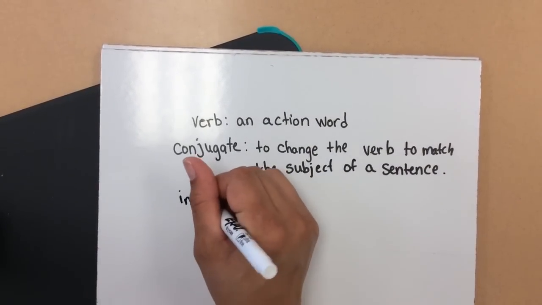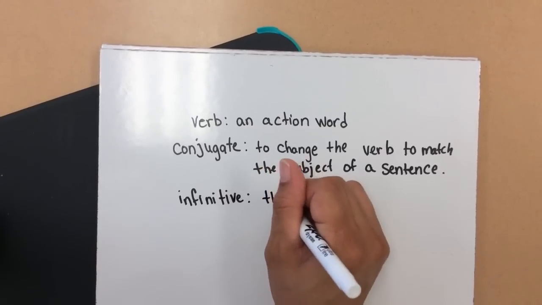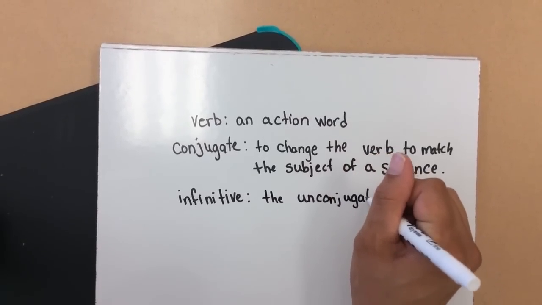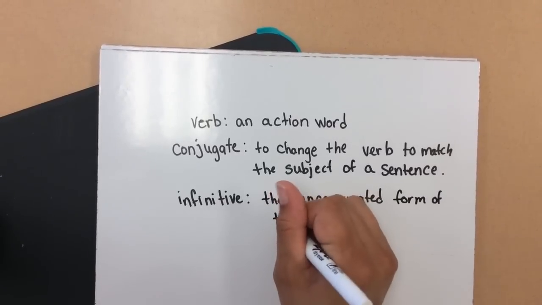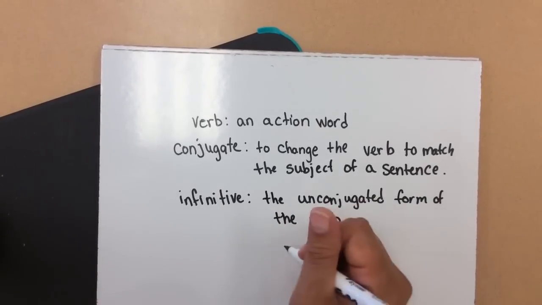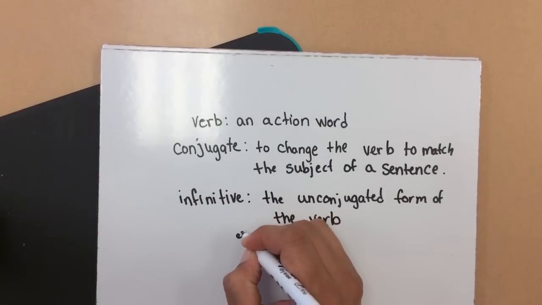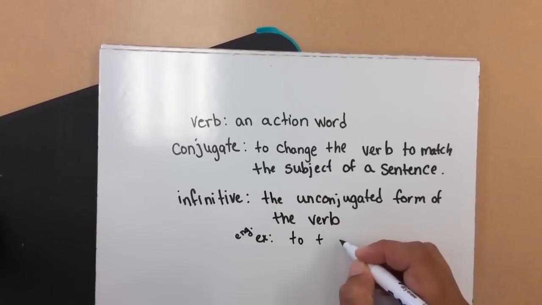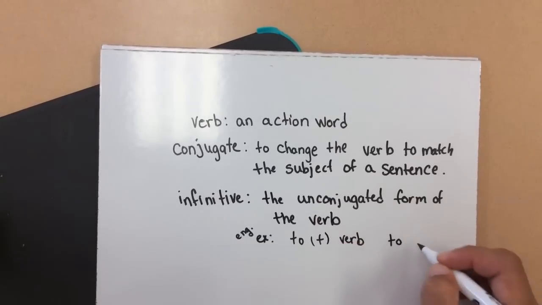Infinitive is the unconjugated form of the verb. Then there is a stem. Well, let me give you an example first. For example, in English, this is English. In English, it would be to plus the verb. Okay? To walk.